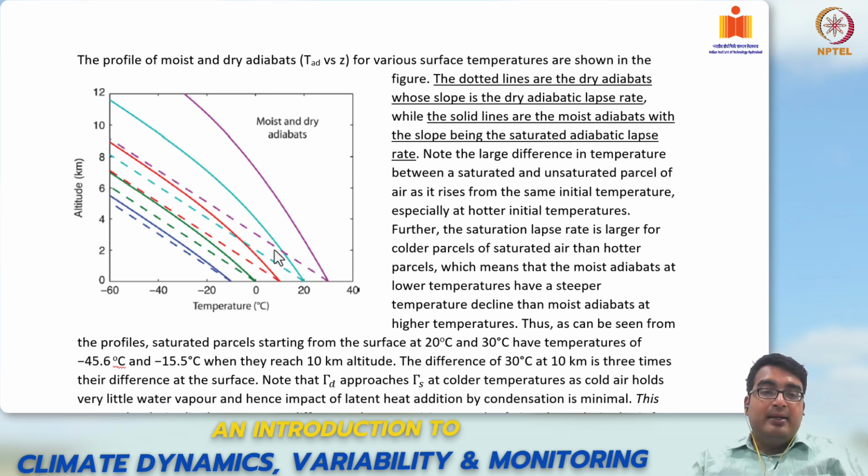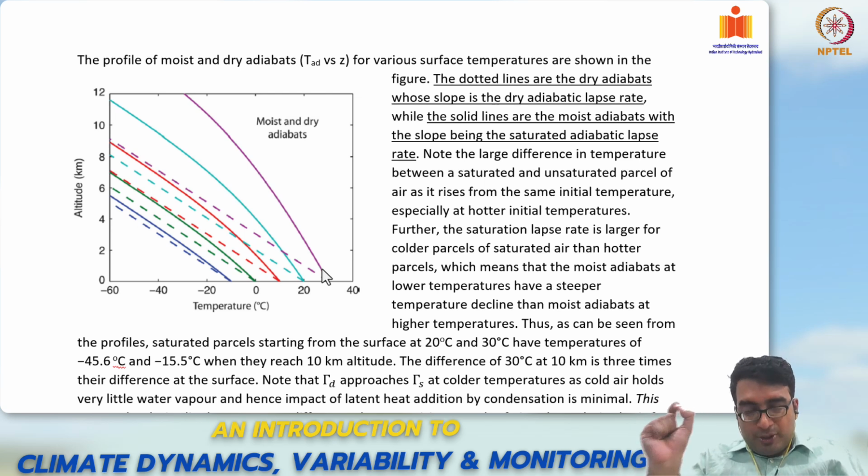Here the dry parcel of air's temperature plots are given by the dotted lines, and the moist parcel of air's temperature profile with altitude is shown by the solid lines. And we can see for warmer air parcels, the differences quickly become very significant. So, consider a case where we have a dry parcel of air that is starting at 30 degree centigrade at sea level versus a saturated parcel of air that is also starting at 30 degree centigrade at sea level.